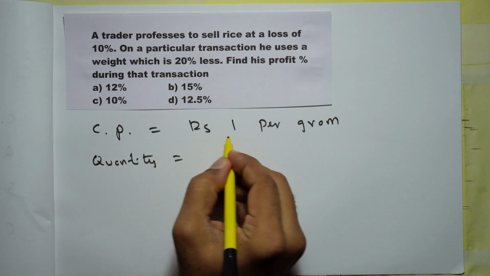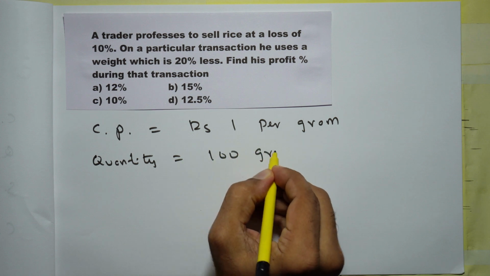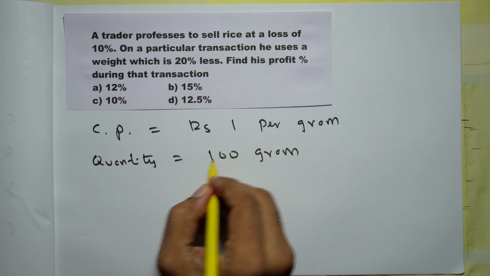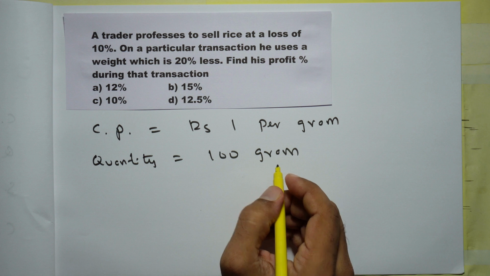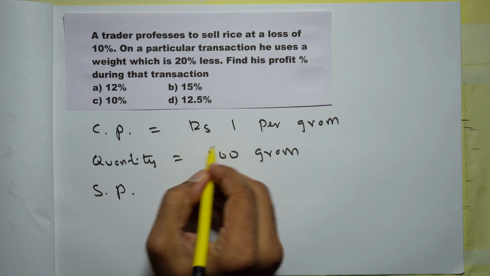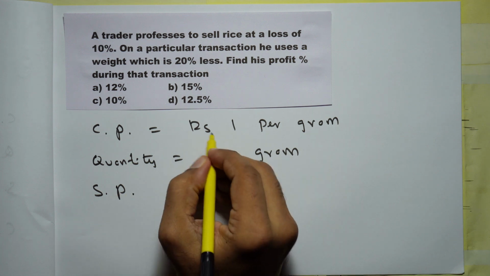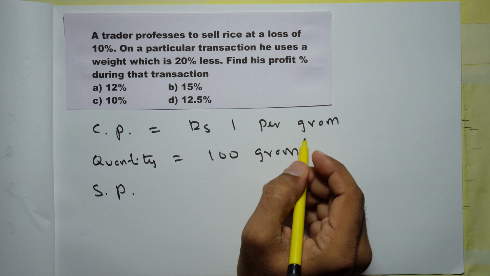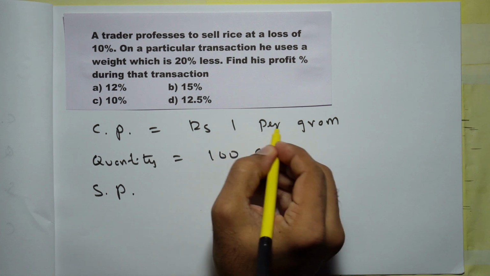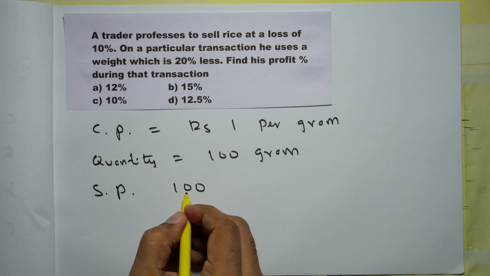Now we will assume that the quantity that is being sold is 100 grams. Again, it is to make the calculations easier. Now first we'll find out the selling price under these assumptions. He is selling 100 grams and the cost price is 1 rupee per gram. So 100 grams, 1 rupee per gram, his selling price will be rupees 100.